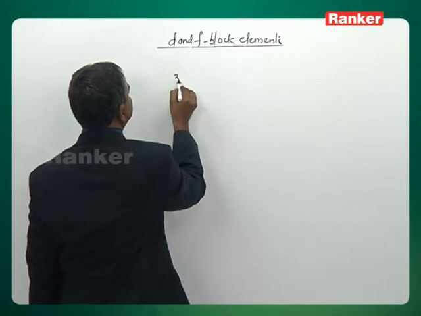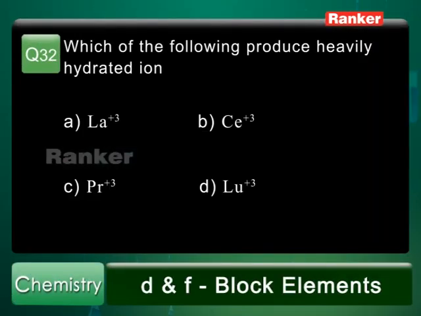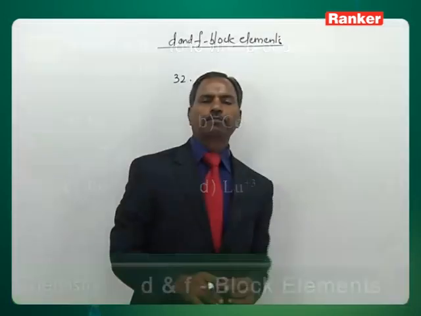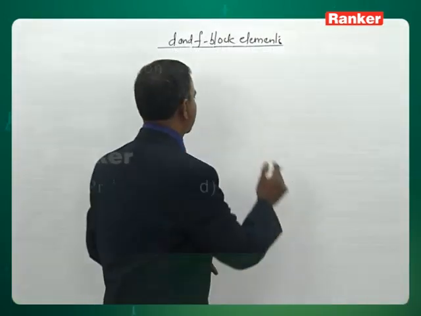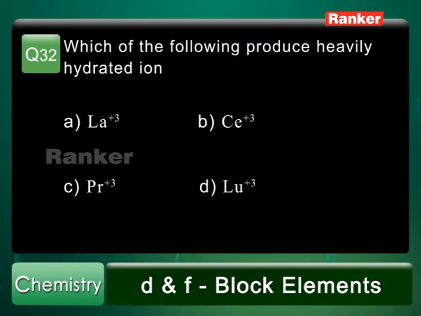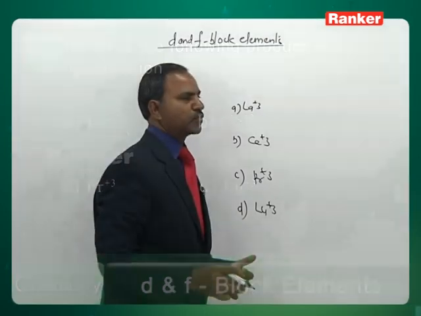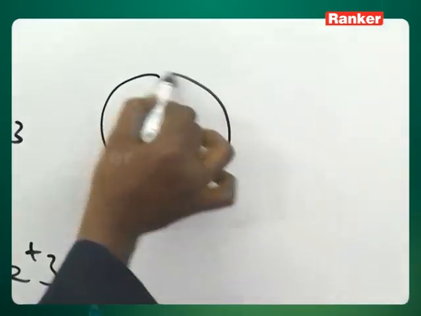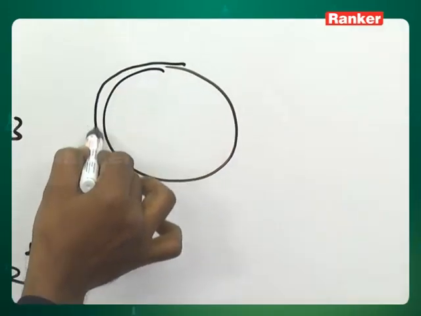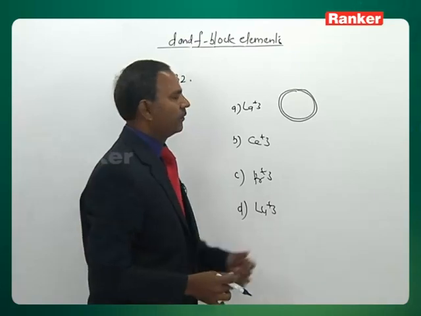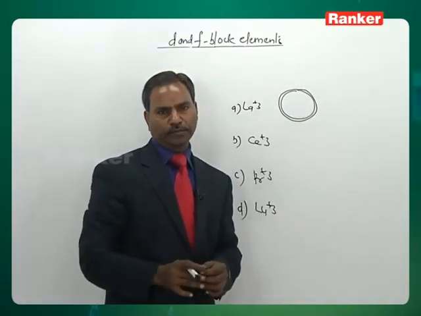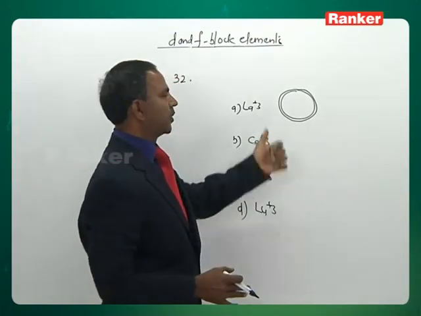Question number 32. Which of the following produces a heavily hydrated ion? According to the lanthanide contraction effect, from lanthanum to lutetium the ionic size is decreasing. Among the options, the first is lanthanum plus 3, second cerium, third praseodymium, fourth lutetium plus 3. Lanthanum plus 3 is not small in size, so its charge density is low. Hardly 6 or 8 water molecules, only one layer, can be accommodated by lanthanum plus 3.